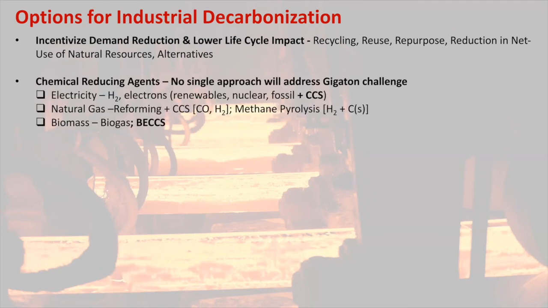Secondly, you need a chemical reducing agent. And there is not a single approach that will address the gigaton scale. So we should be absolutely taking a balanced view on looking not only at electricity and electrons from renewables, from nuclear, for fossil plus CCS, and hydrogen from all of these resources. We need to look at natural gas, because electricity by itself is not going to solve it. And if you are to use natural gas, we got to look at the fugitive emissions and also look at reforming plus CCS and methane pyrolysis, so that the infrastructure that is needed to manage solid carbon is much easier than to put CO2 pipelines.